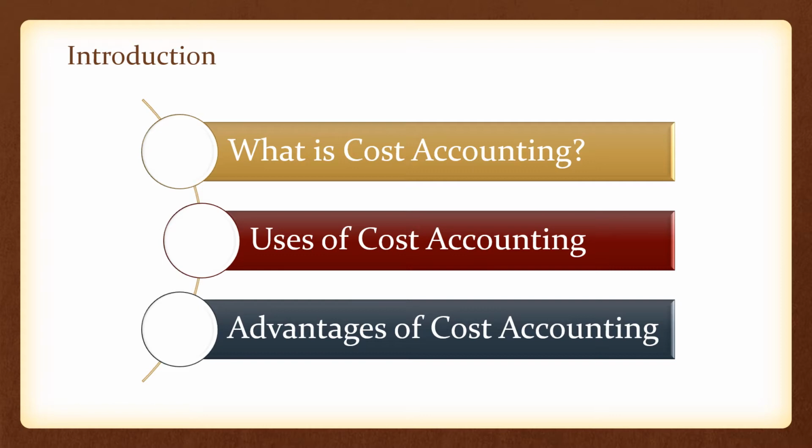Generally in financial accounting, we prepare profit and loss account, balance sheet and cash flow statement, which is a summary of incomes and expenditures of a particular time period. And the balance sheet gives us position of assets and liabilities of a particular date.